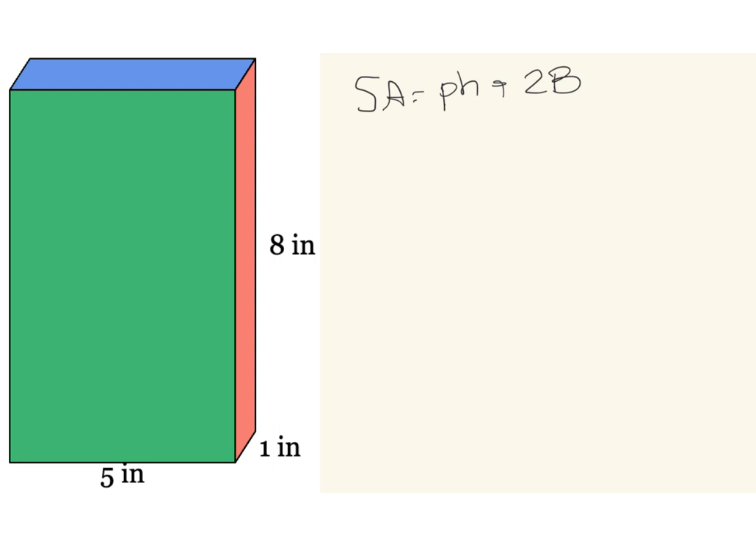So first off, we're going to find the perimeter, which is around this bottom, which is 5 units or 5 inches by 1 inch by 5 inches by 1 inch. So that would be 5 plus 5 plus 1 plus 1, which is 12. The height we know is 8, plus 2 times the area of the base, which is 5 times 1.